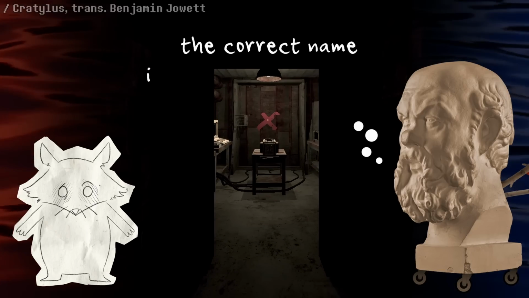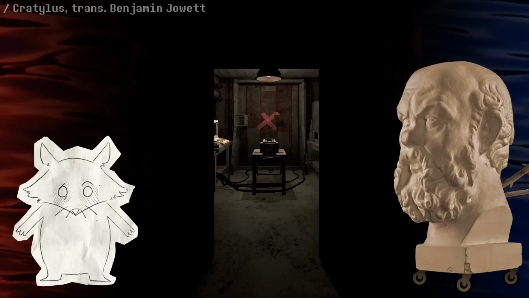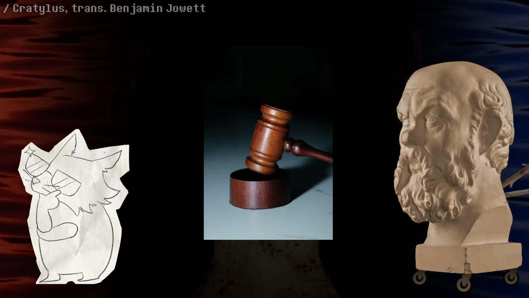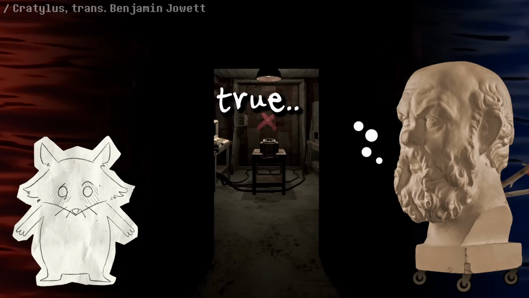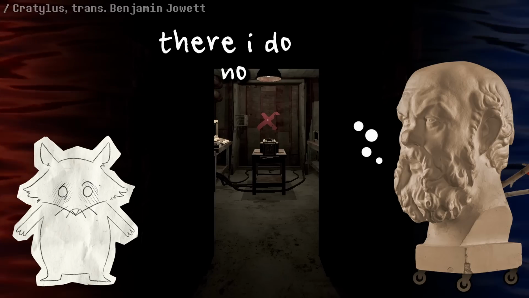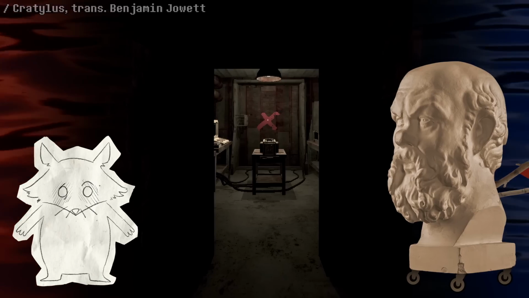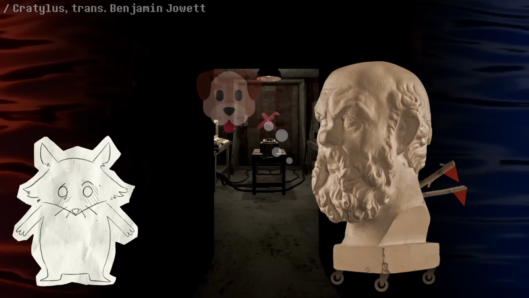The correct name indicates the nature of the thing. Right, so to name something is to teach about what is, right? What must be. Names are like laws. True. So, do you think some laws are worse than other laws? No, there I do not agree with you. Okay, well, are some names worse than other names? Whoa, easy boy. Okay, so what do you think of my name?